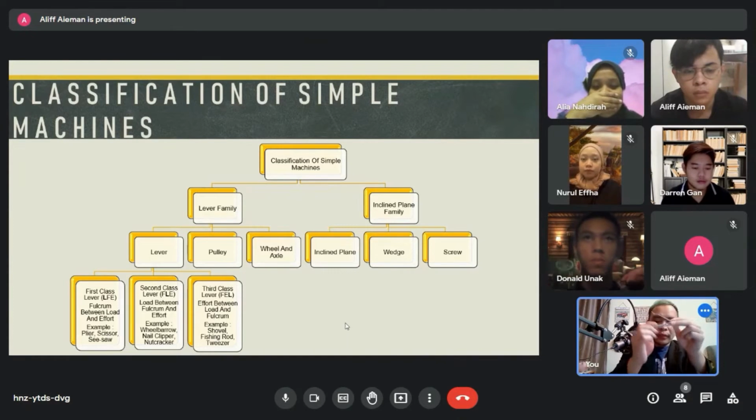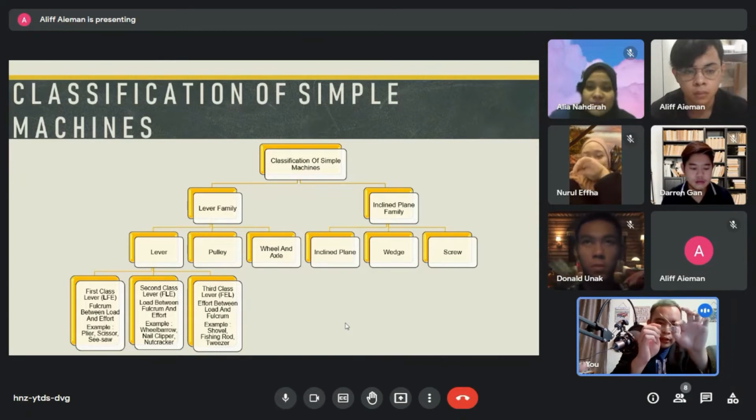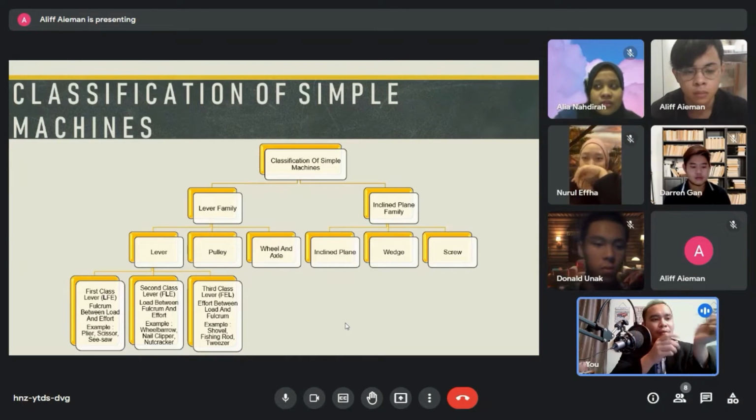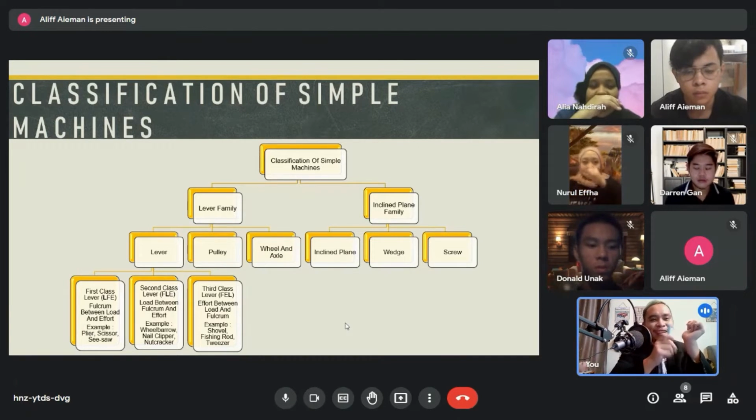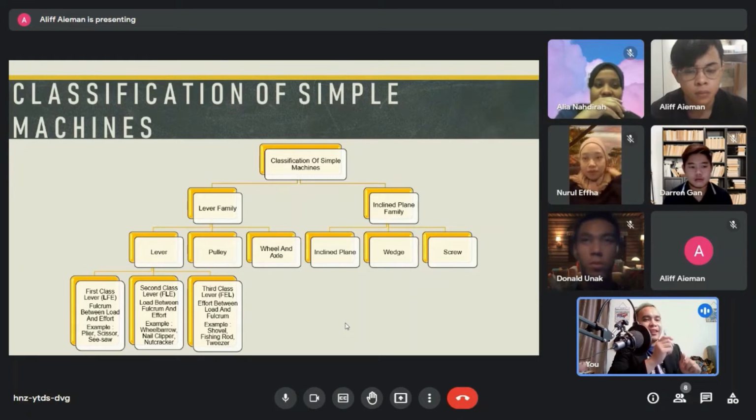For this one, here will be the fulcrum, here will be the load, and here is the effort. Same as level one, if we use this to cut our nail or clip our nail, we can understand how second class lever works also.